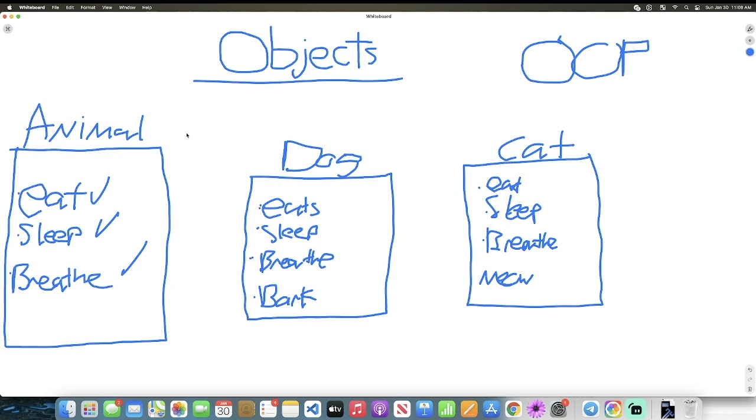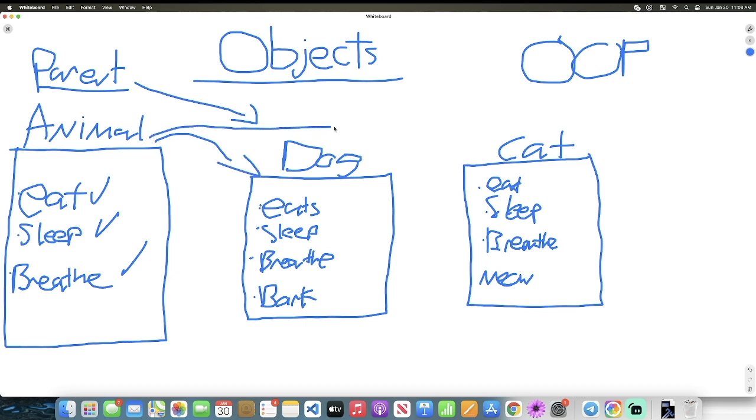So inheritance is the idea of basically having something that is a parent and then giving its properties to its children. So dog is going to be a child of animal, and cat is also going to be a child of animal. However, cat is not a child of dog. Dog is not a child of cat, which is why a cat cannot bark and a dog cannot meow.